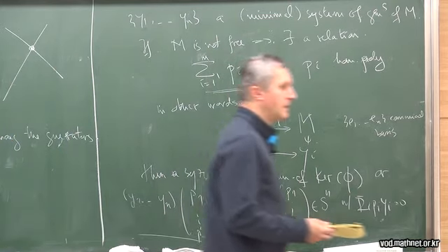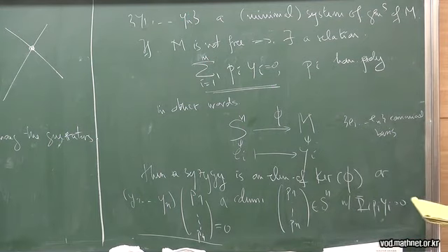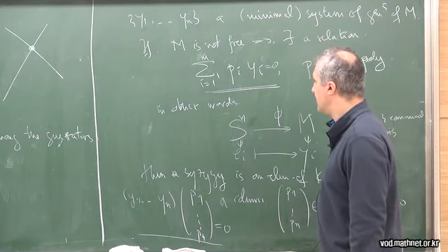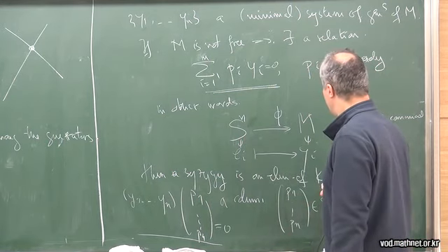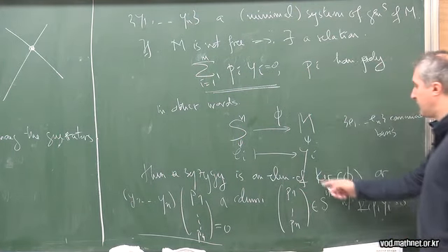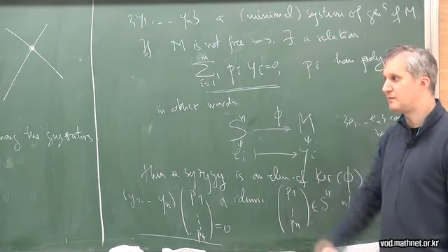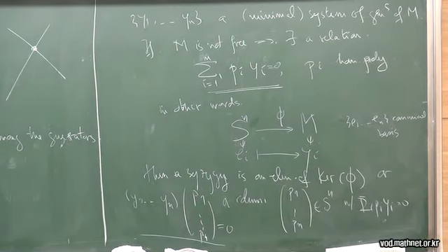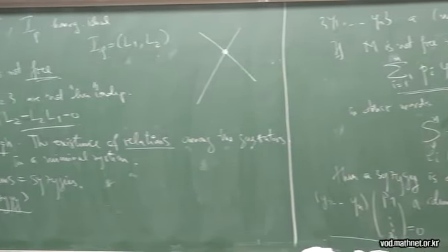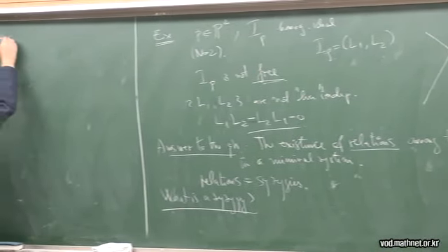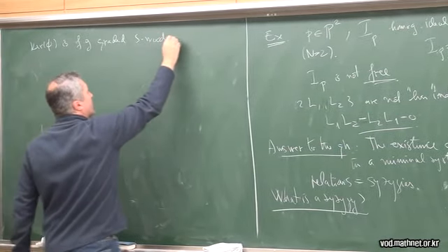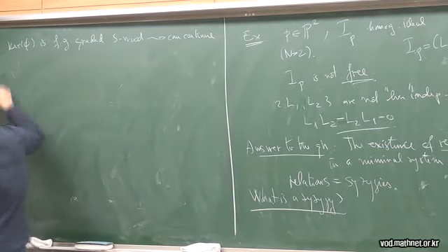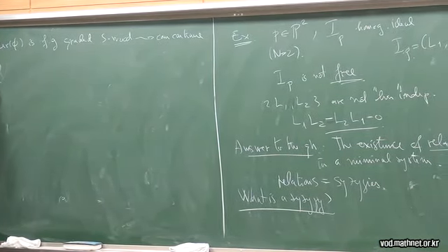Now the kernel of a map is a submodule of S to the n, and since S is a Noetherian ring, this is also finitely generated. So we can iterate the procedure. The kernel of phi is a finitely generated graded S-module, so we can continue. And continuing, we obtain what's called a minimal resolution.